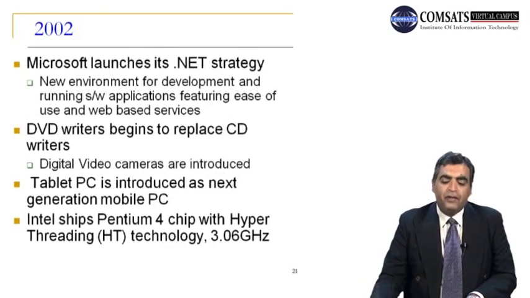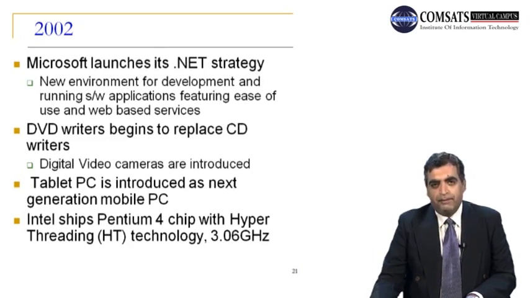In the same year, Microsoft launches its .NET strategy. A new environment for development and running software applications featuring the ease of use and web-based services. Basically, it is a framework with an object-oriented technology. The DVD writers begin to replace the CD writers. Digital video cameras are introduced. Tablet PC is introduced as next generation mobile PC. In the same year, on the hardware side, Intel ships Pentium 4 chip with hyper-threading technology, and the speed of Pentium 4 was 3.06 gigahertz.